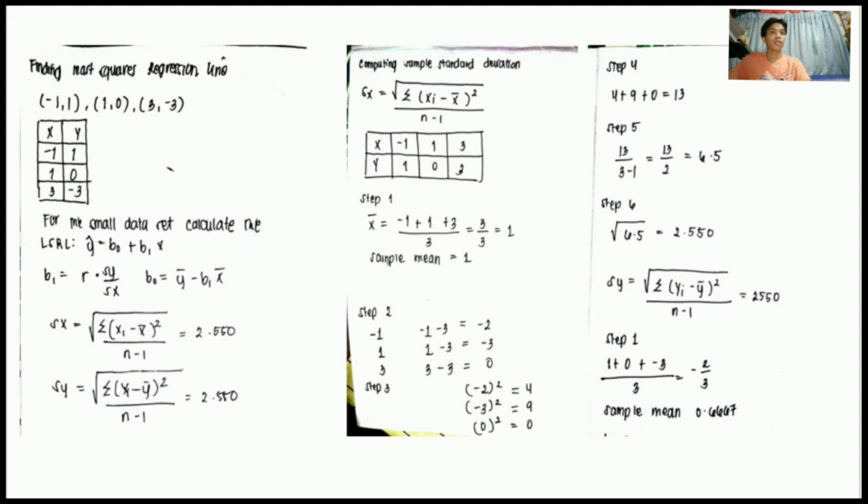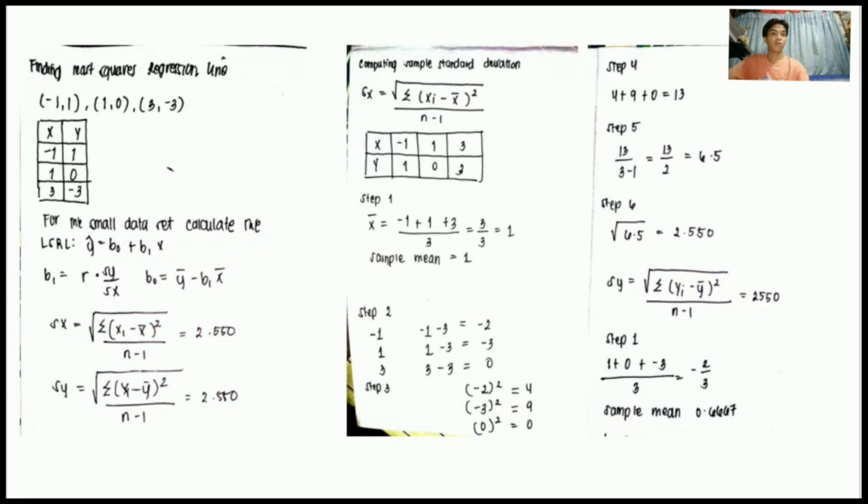So here we have our sample, computing the sample standard deviation. So we need to get this. In order for us to get this, we need to sum up all of our x's. So we have 3 over 3, because that 3 is from the n, or the number of our data, which is x. So 3 over 3 equals 1. So our sample mean is 1.